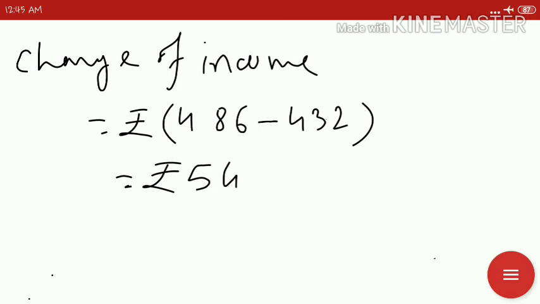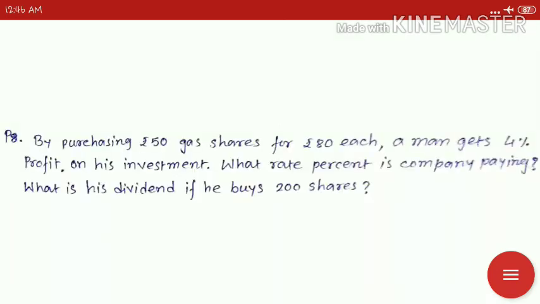So first check it out with your solution if it is going to be correct according to mine or not, and then come to our next problem. There we go, problem number 8. By purchasing rupees 50 gas shares for rupees 80 each, a man gets 4% profit on his investment. What rate percent is the company paying, and what is his dividend if he buys 200 shares?